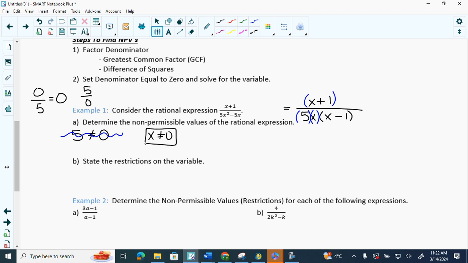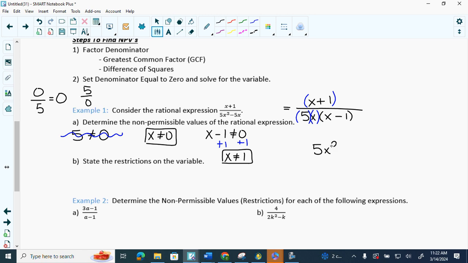Okay? What's my next bracket? X minus 1 can't equal 0. How do I solve for it? I add 1. And I get X can't equal what? True statement? How do I know that I'm right? If I plug those values back into my denominator will turn to a 0. Because if I'm saying it can't be 0 and it can't be 1, then if I plug those back in, my denominator should be a 0, right? What is my denominator to begin with?